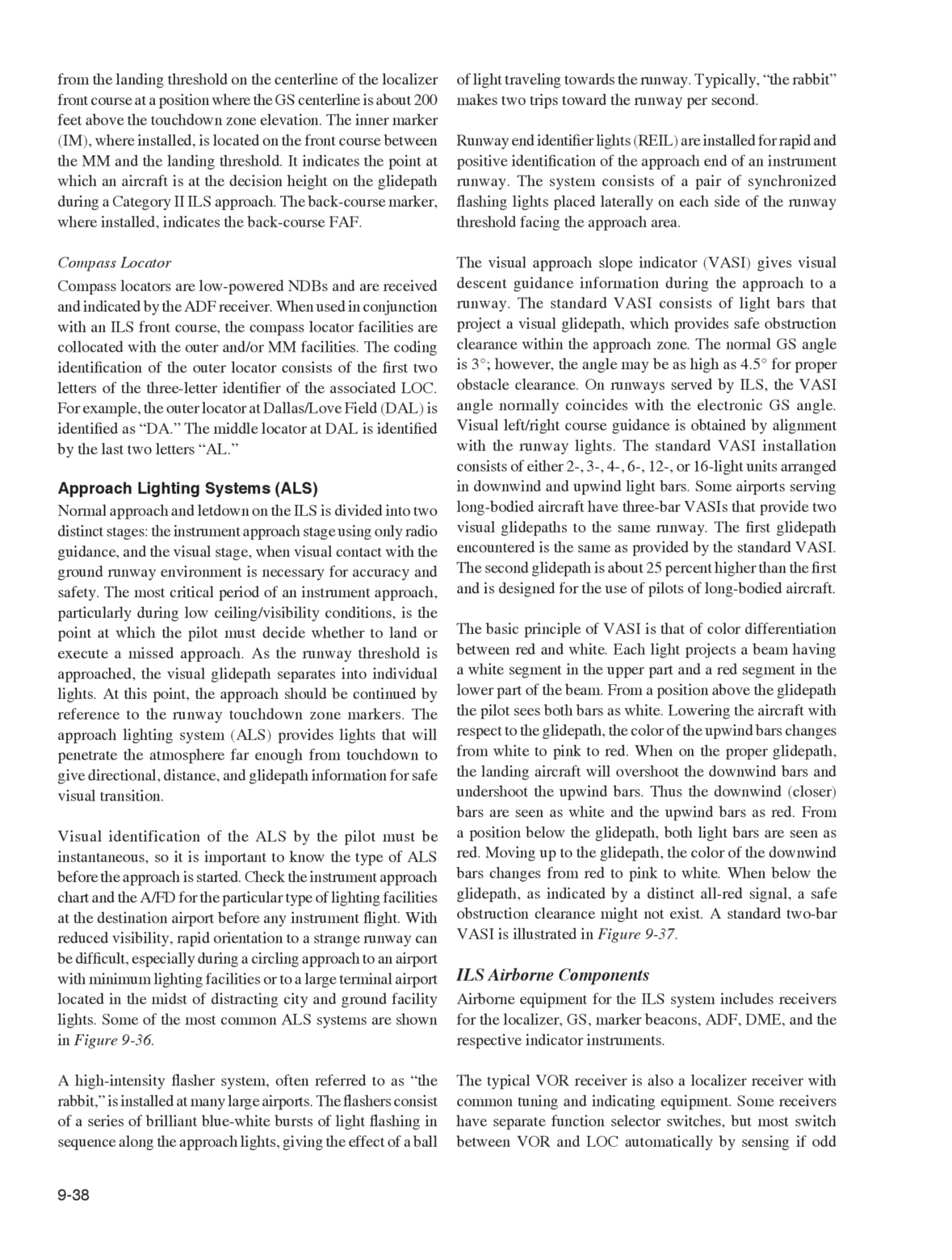From a position below the glide path, both light bars are seen as red. Moving up to the glide path, the color of the downwind bars changes from red to pink to white. When below the glide path, as indicated by a distinct all-red signal, a safe obstruction clearance might not exist. A standard 2-bar VASI is illustrated in Figure 937.